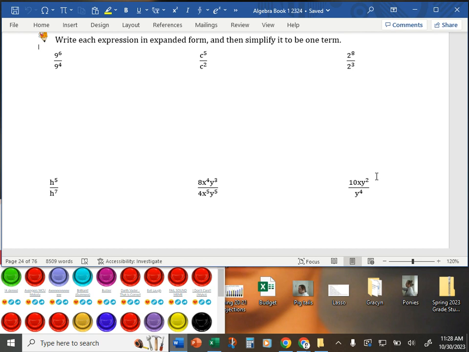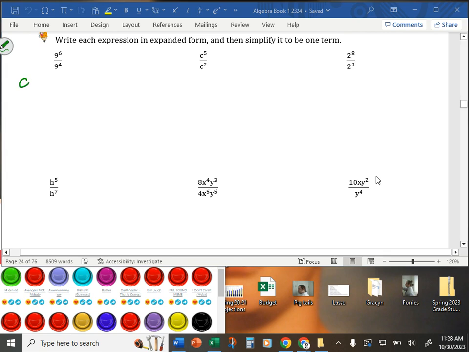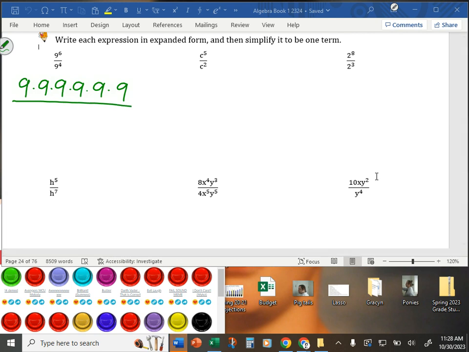And then simplify it to be one term. And the reason why I'm harping so much on expanded form is because if you forget what the rule is, you can always go back to expanded form as a safety net. Because we can see what's going on here. 9 to the 6th is 9 times 9 times 9 times 9 times 9 times 9. Right? 9 to the 4th is 9 times 9 times 9 times 9.